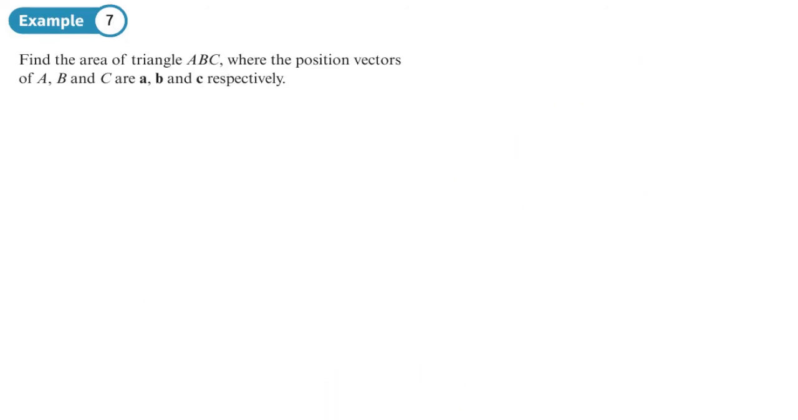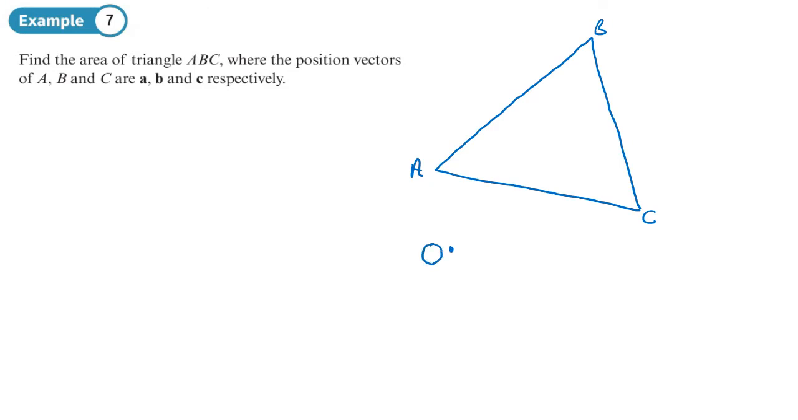Okay, right, so here we want to find the area of a triangle ABC where the position vectors of A, B and C are A, B and C respectively. Right, so just like before, we're going to draw a triangle, but this time one of the corners or vertices isn't O, it's A. So we're going to put A, B, C. And the vectors A, B, C are the positions of A, B, C relative to the origin. So I'm going to do this here. Here's my origin. Now this may look a bit confusing, but this is just so that we can see what's going on. So this is the vector A.